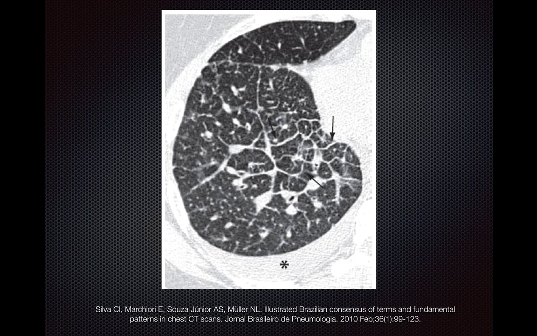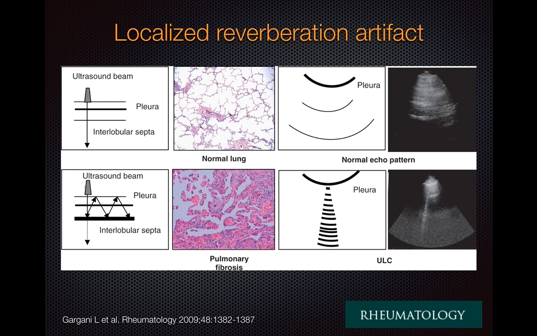Why is that important? It's because B lines are felt to be related to interlobular septal thickening. And here's a CT image of a patient in congestive heart failure or pulmonary edema. What you're going to see are these very well-defined interlobular septal thickening that you can see on CT. And B lines, at least, are thought to be related to interlobular septal thickening.